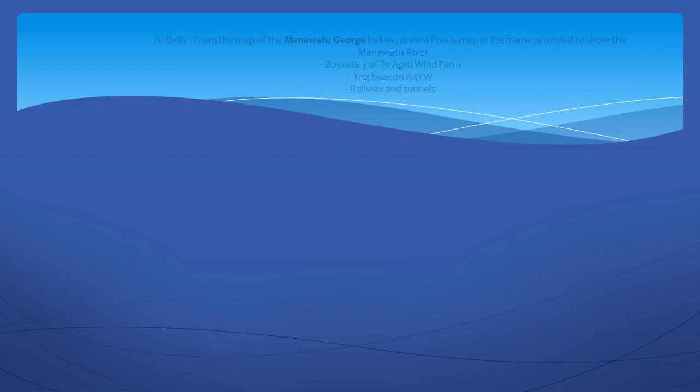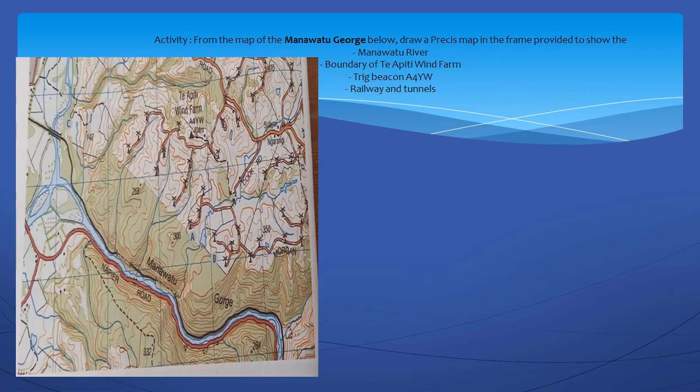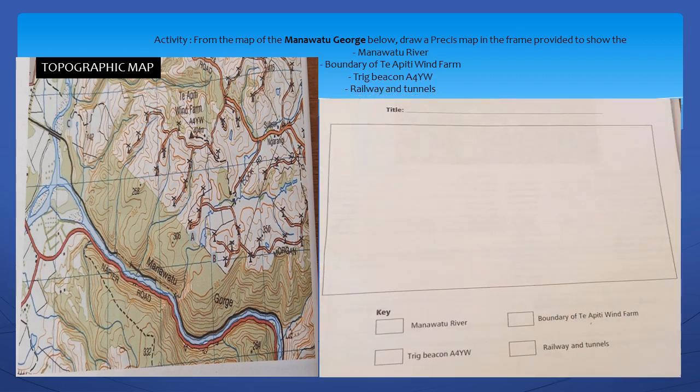Okay, students, I want you to do this activity so you can reinforce your understanding on how to draw a précis map. This is a topographic map and you are going to look for the four features here: the Manawatu River, boundary of the Apiti Wind Farm, Trig Beacon A4YW, and the last is the railway and tunnels.